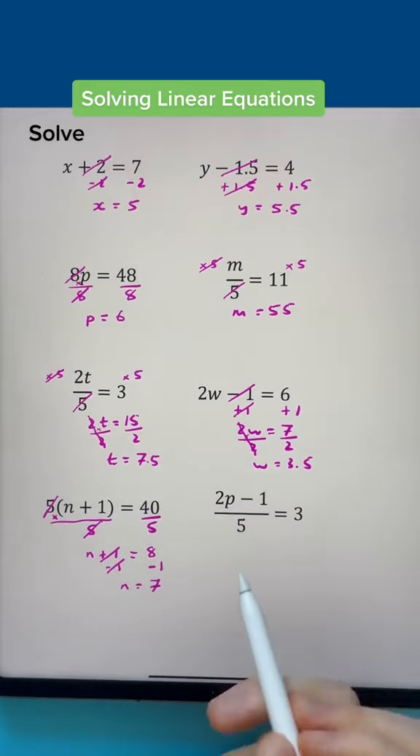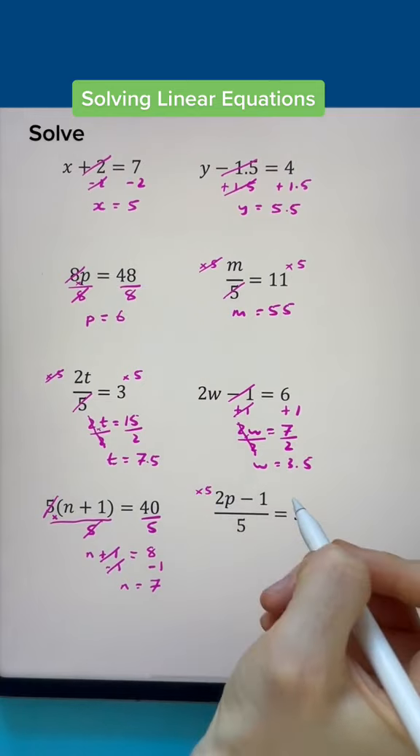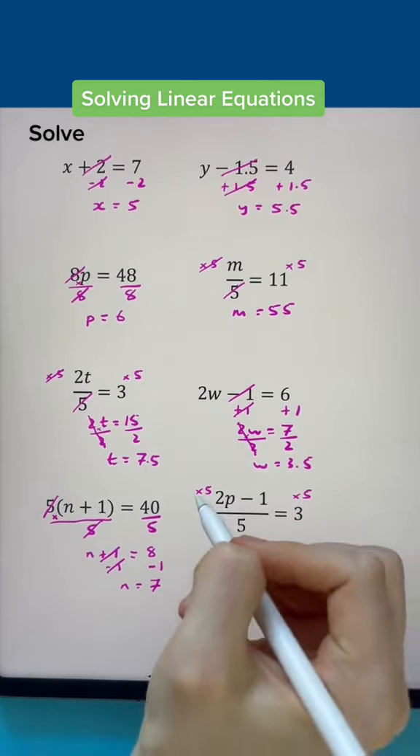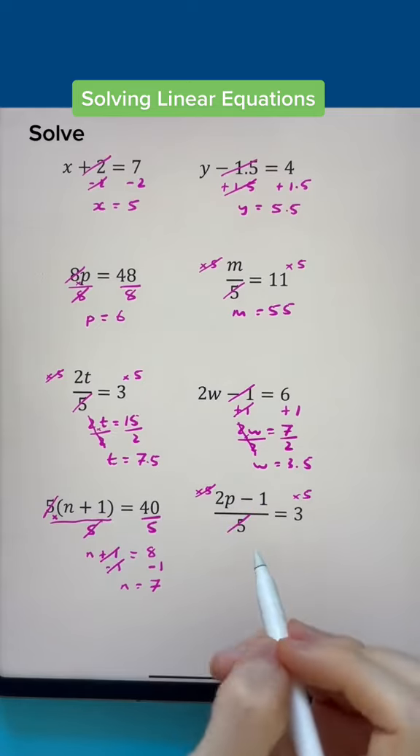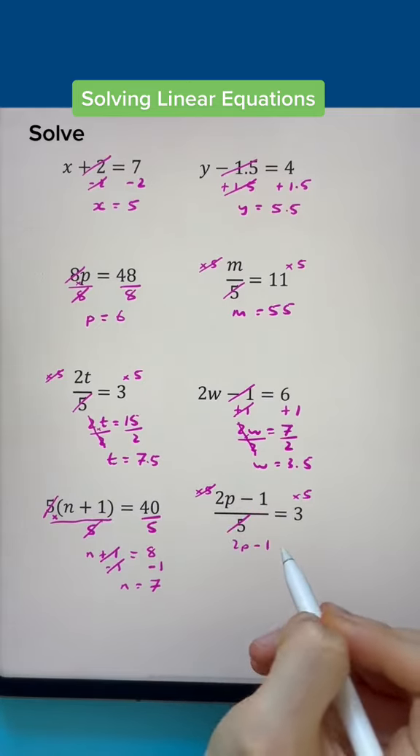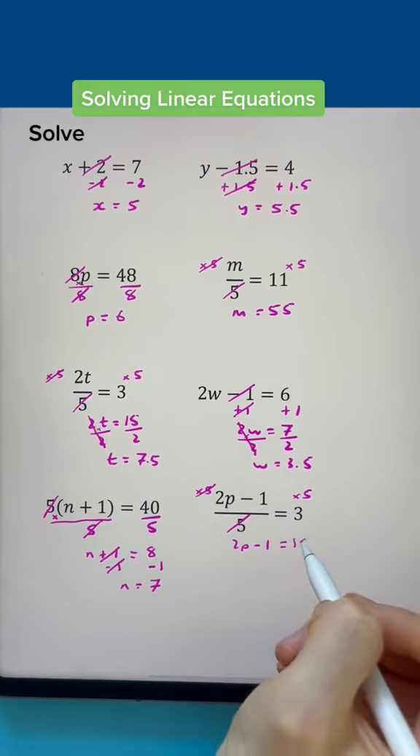Question 8, the opposite of divide by 5 is to start by multiplying both sides of our equation by 5. On the left, times it by 5 and dividing by 5 are the inverse, so we're simply left with 2p minus 1. On the right hand side, 3 times 5 gives us 15.